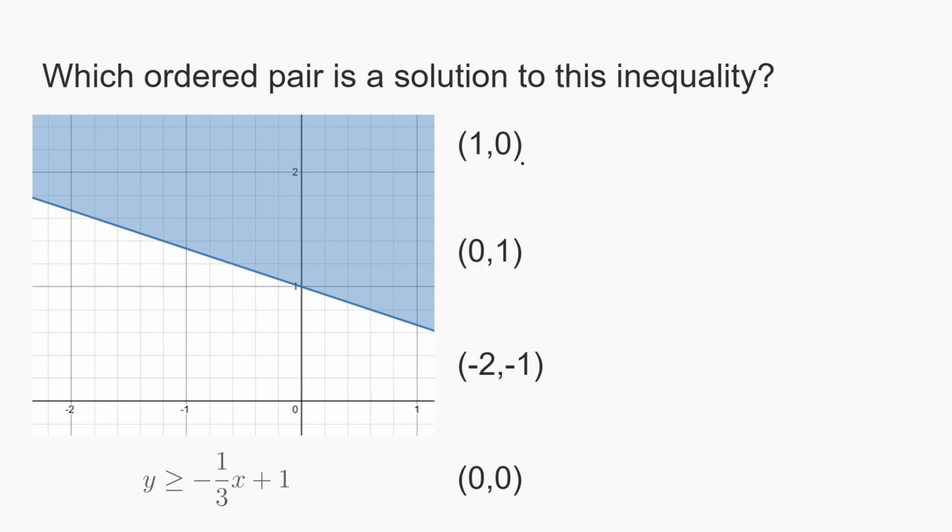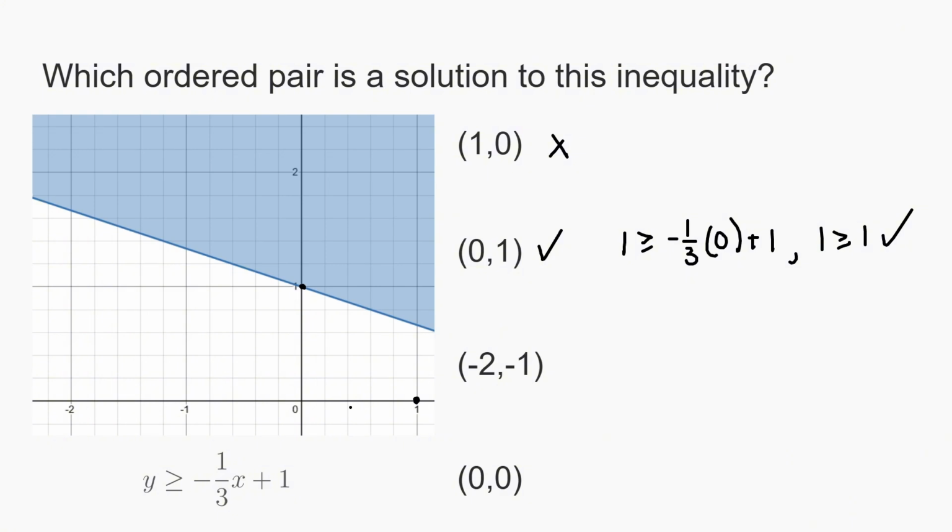Now, let's get started. We have 1, comma 0. 1, comma 0 is right here, so it is not a solution to this inequality. We have 0, comma 1 right here. As you can see, it's right on this blue line, but it's a full line. So in this case, it is a part of our solution set. To check our work, we can plug this in. We get 1 is greater than or equal to -1/3 times 0 plus 1. 1 is greater than or equal to 1 is true, hence why this is a part of our solution.